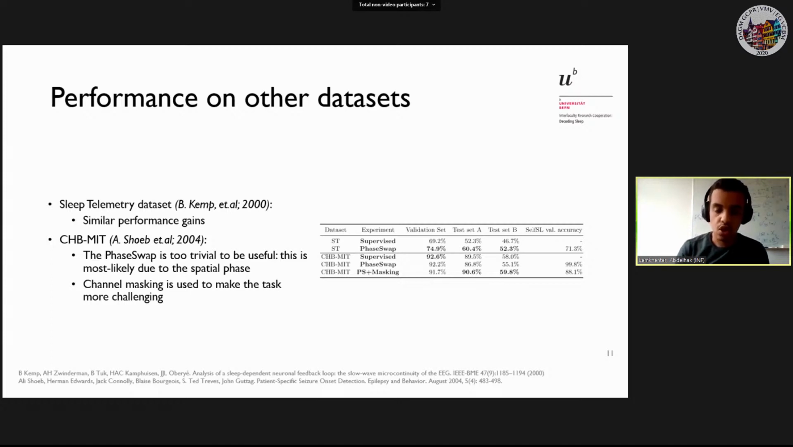Our hypothesis on why this is the case is because the CHB MIT dataset contains a larger spatial resolution when it comes to brain activity. So the phase content of the signal has both a spatial and temporal component. However, our phase swap operator only modifies the phase in the temporal domain and doesn't rectify the phase in the spatial domain, which probably leads to artifacts that are very easy for the network to spot. This is further supported by the fact that masking helps, which means that by restricting the spatial resolution of the model, it is able to learn better features.